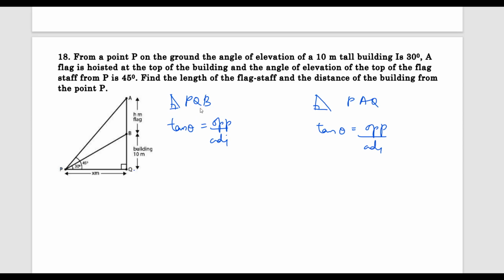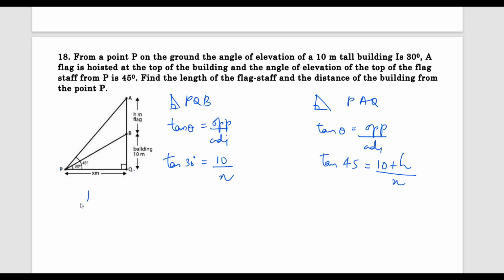What is theta in triangle PQB? It is 30 degrees. That is tan 30 equals opposite, the height of the building they have given, that is 10, by adjacent, x. The same way in this right angle triangle, theta is 45 degrees, which is equal to opposite, height of the building plus the flag post h, divided by adjacent x.